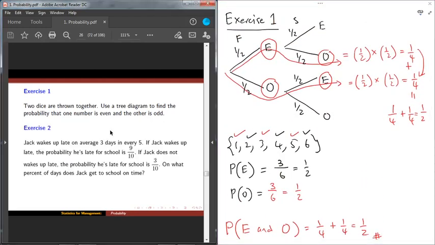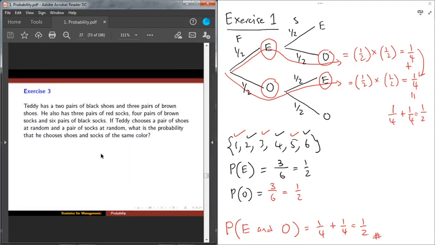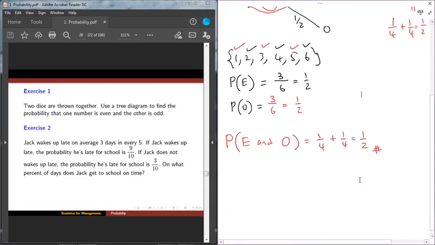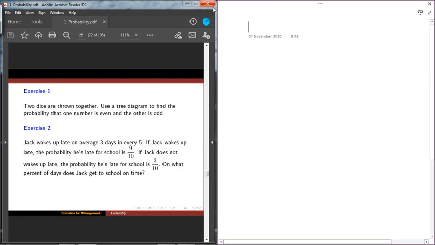We will move on to exercise 2. If I am going quite fast, let me know so that I can slow down a bit. Exercise 2. Please read the questions.